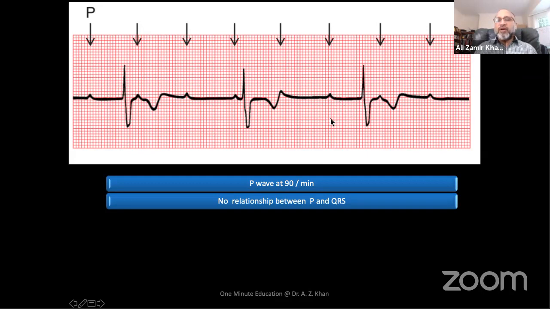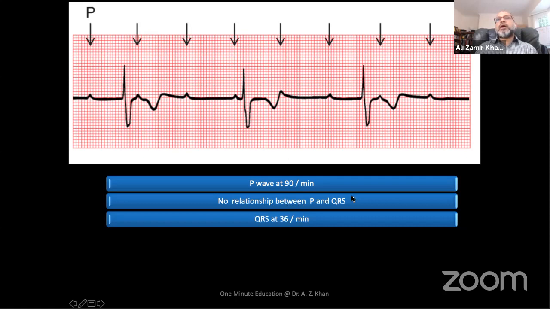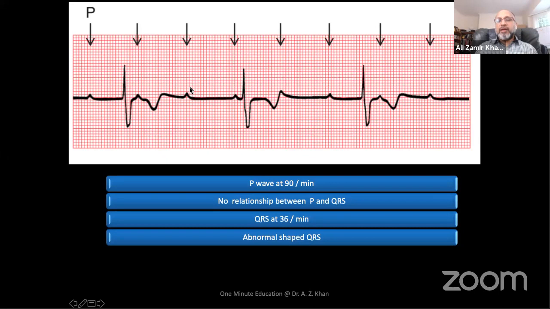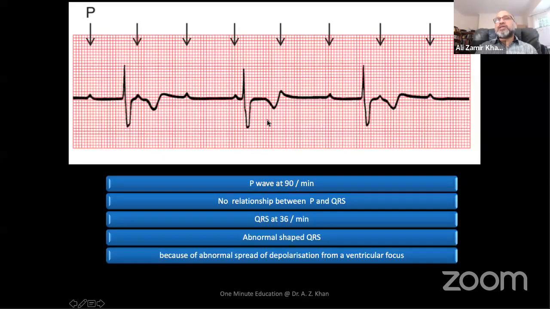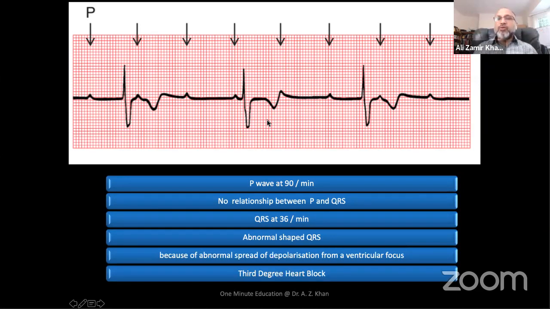So whenever you have no relationship between P and QRS, and the ventricular rate is much slower than the atrial rate, then you have to worry about it. The QRS is also slightly abnormally shaped. Then you are dealing with a third degree heart block. A third degree heart block is because there's abnormal depolarization from a ventricular focus. So there's a complete loss of correlation between P and QRS. Can you see this?